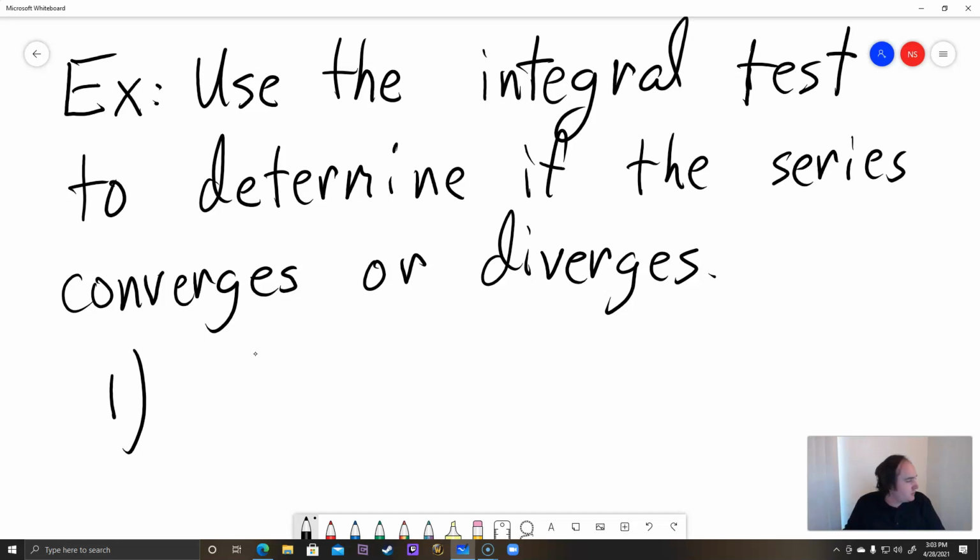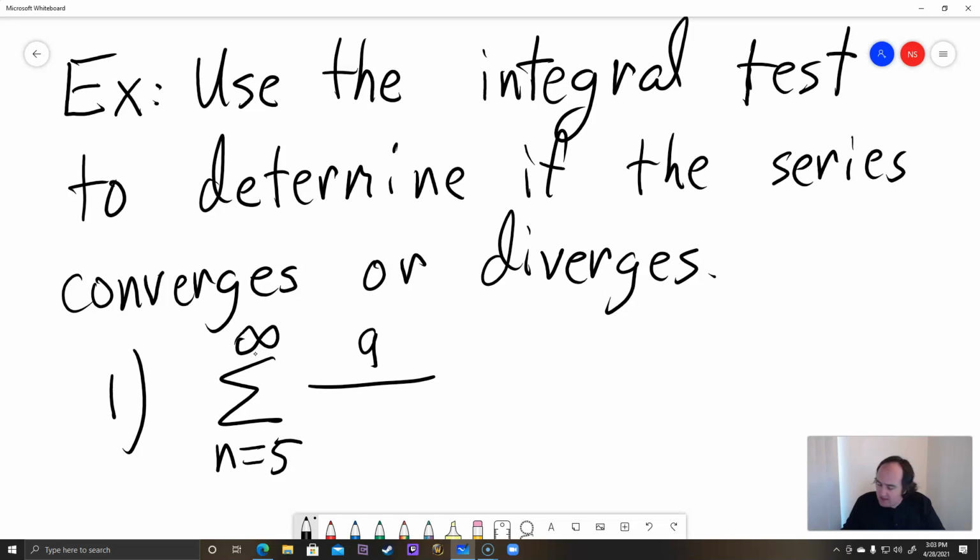So example number 1, we're working with the summation from n equals 5 to infinity of 9 over 7n plus 5. The summation from n equals 5 to infinity of 9 over 7n plus 5.